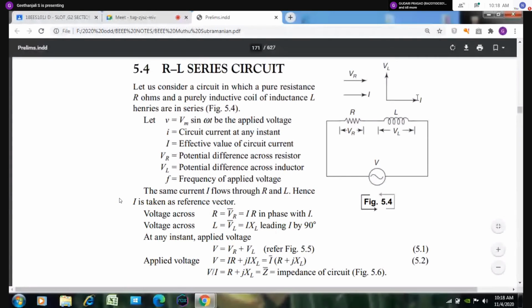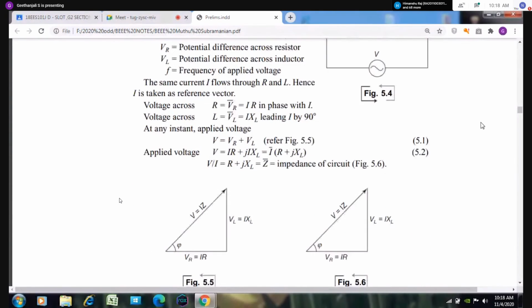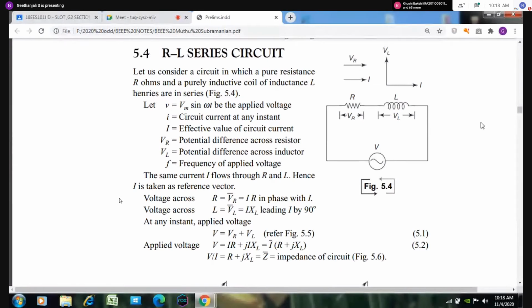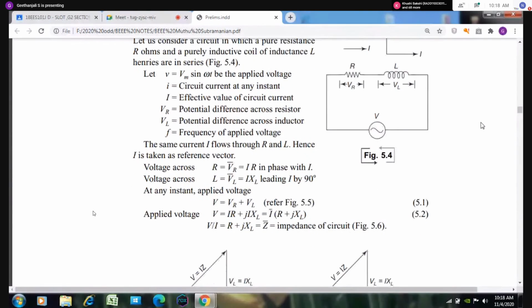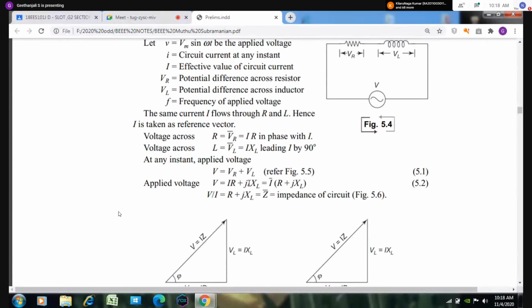This is the reference. With respect to the reference, VL alone has a phase difference of 90 degrees. That is the reason it is multiplied with j. Why not here? Here both lie on the same line, no phase difference, so it should not be multiplied with j. With respect to the I reference, VL has a phase difference of 90 degrees, so it has to be multiplied with j. This is the reason behind the j operator.